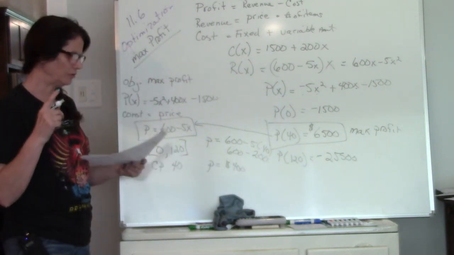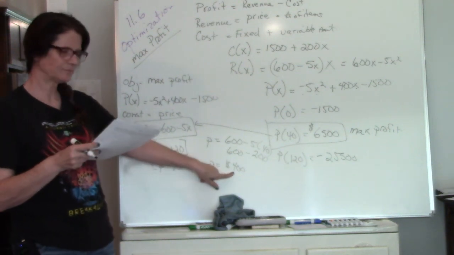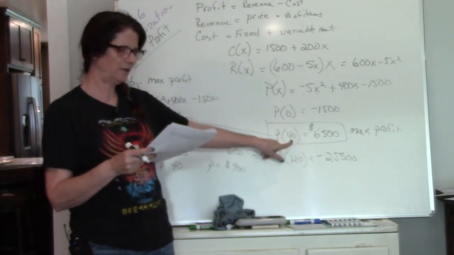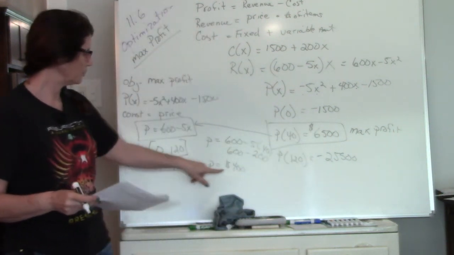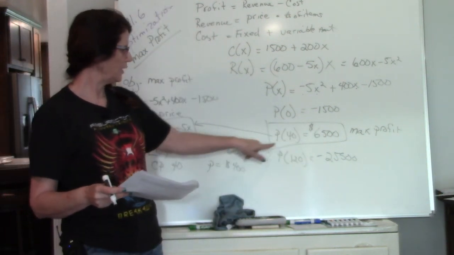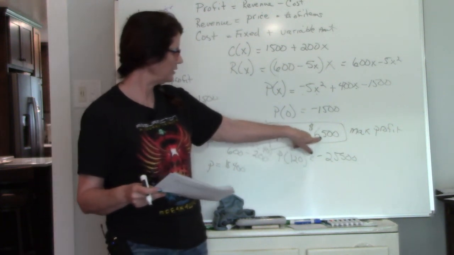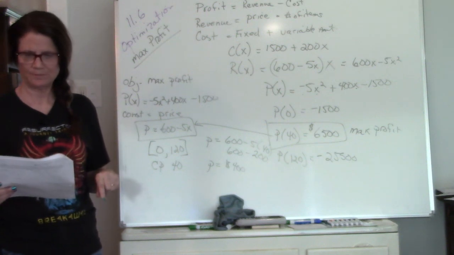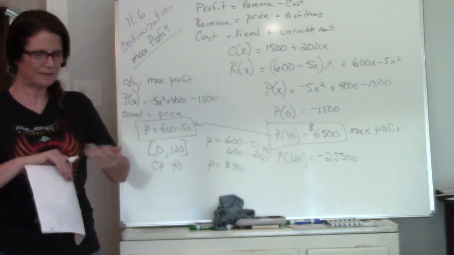So I've answered all the questions. Always double check. It says find the price and the quantity and the maximum profit. So the price is $400, when I sell 40 of them, I'm going to end up with $6,500. Good? All right, that's maximum profit.